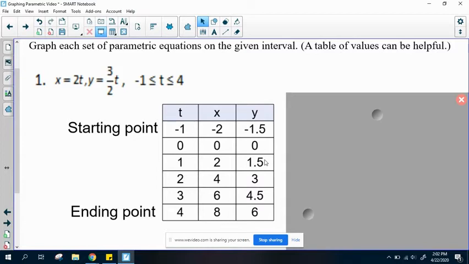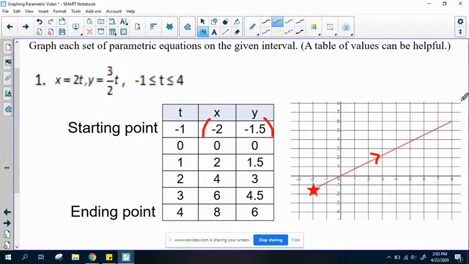Now each of these just becomes an ordered pair that I would plot on the regular xy plane. So you'll see I did that. The only difference from our regular Cartesian plane is that you have to state the direction. It is not assumed to be left to right anymore. So you'll see I put a star at -2, -1.5.